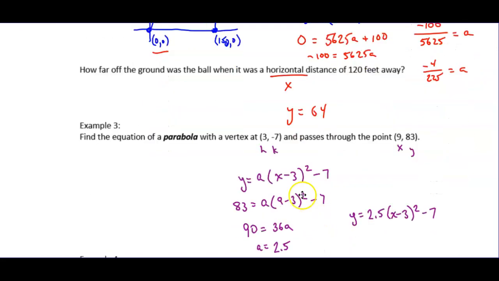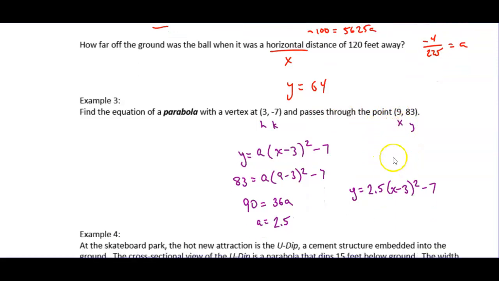Example 3, I have a vertex given to me, so I know what h and k are right away. This one does not require a graph or a sketch, it just gives me all the information straight out at the outset here. X and y, because it's passing through this point. That's not an intercept, it doesn't matter. Any point on the curve will work. So just be careful that you put those in the right spots. This is 6, when I square it's 36. So that's my A coefficient, adding the 7 gives me 90, and dividing gives me 2.5. So my final graphing answer looks like this with an X and Y in it.